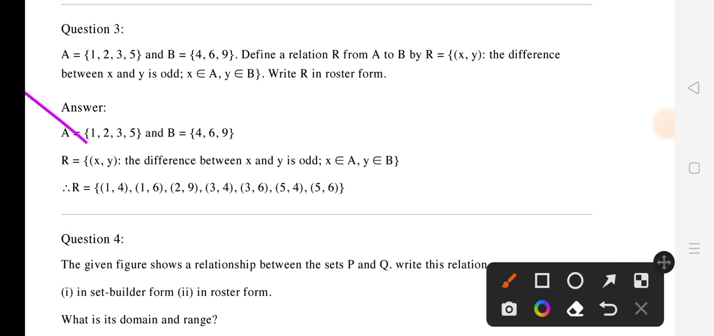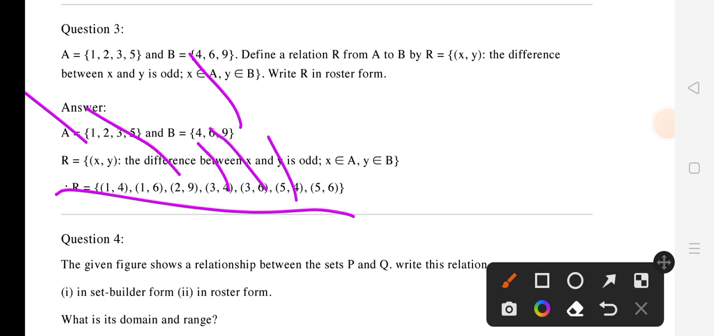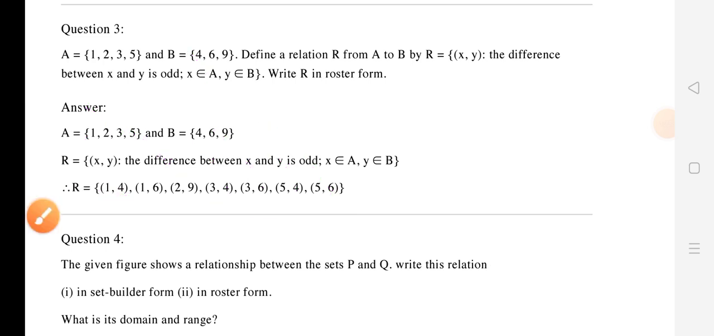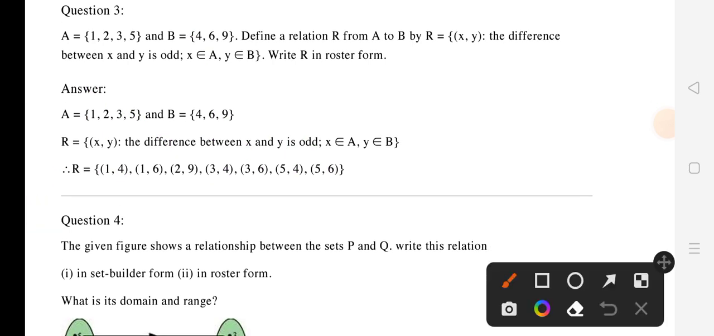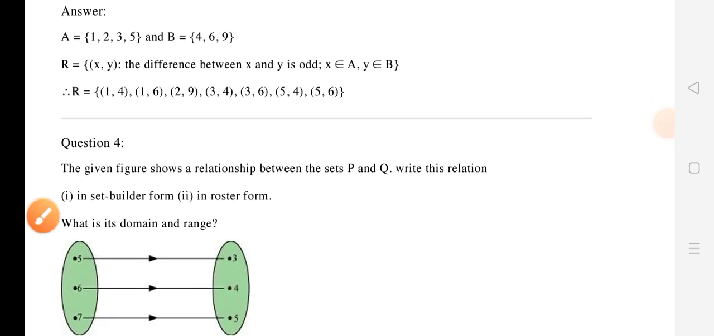So A is given as 1, 2, 3, 5 and B is given as 4, 6, 9, and the difference between x and y is odd, with x belonging to A and y belonging to B. So the possible ordered pairs are (1, 4), because the difference between x and y is odd: 4 minus 3 is 1, 6 minus 1 is 5, 9 minus 2 is 7, 6 minus 3 is 3, 5 minus 4 is 1, 6 minus 5 is 1. All are odd. So these are the pairs you can write and note.